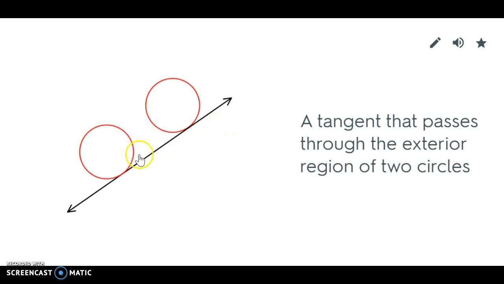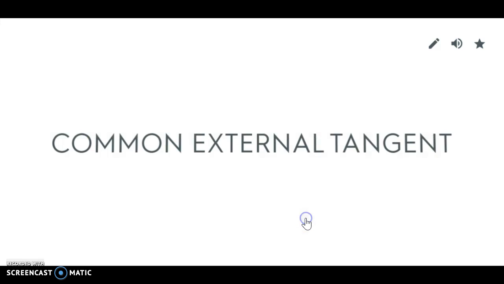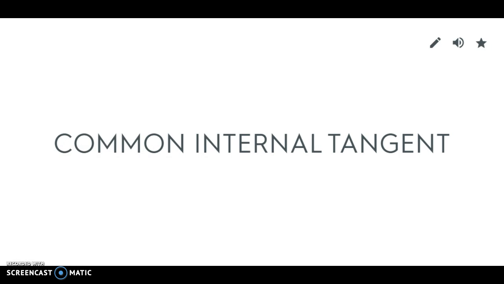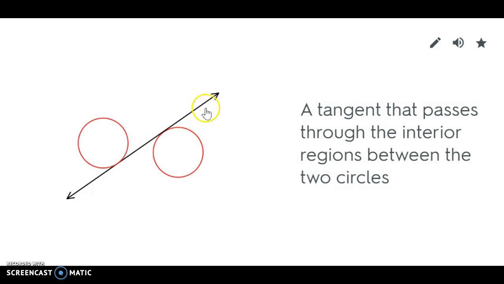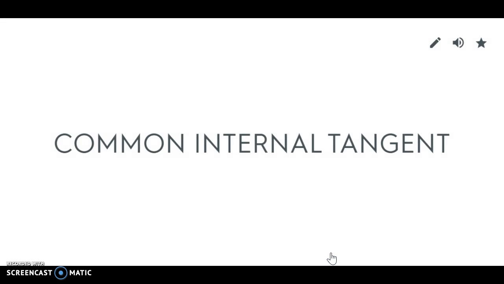The interior region is where it's in between them, right here in between the 2 centers, so it'd be right there. So this is external. And then the other one we have is a common internal tangent, and this is what it looks like. It passes through the region in between them, so it's inside. So lots of vocabulary. Make sure you write them down and you understand what each one is.